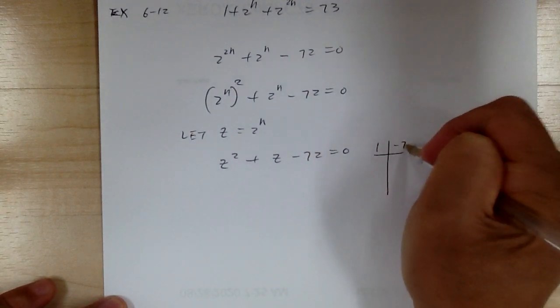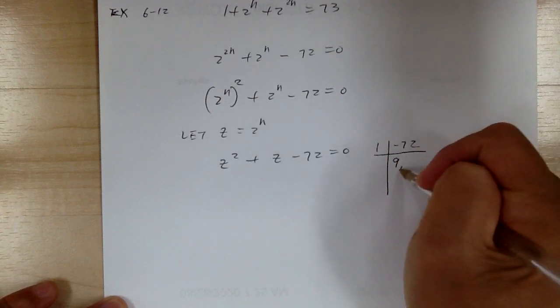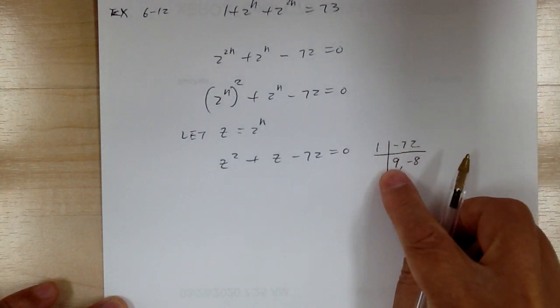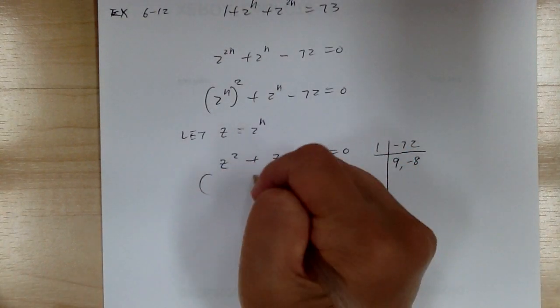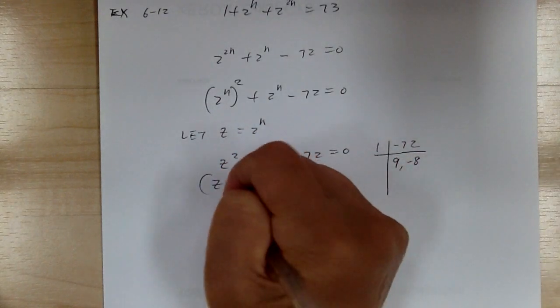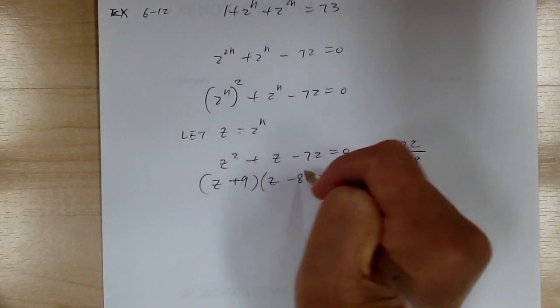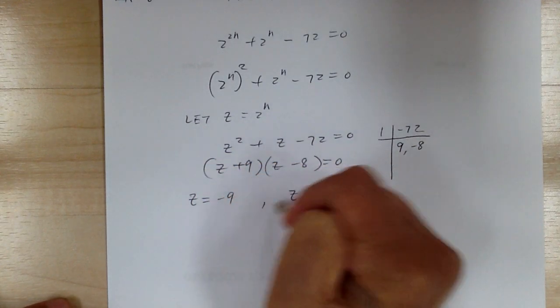So we need 1, negative 72. Now this one is a little bit easier, so it'd be 9 comma negative 8, right? So 9 times negative 8 gives you negative 72. When you add, you get that. So you're going to get z, so you get plus 9 minus 8. So from here you're going to get z equal to negative 9 or z equal to 8.